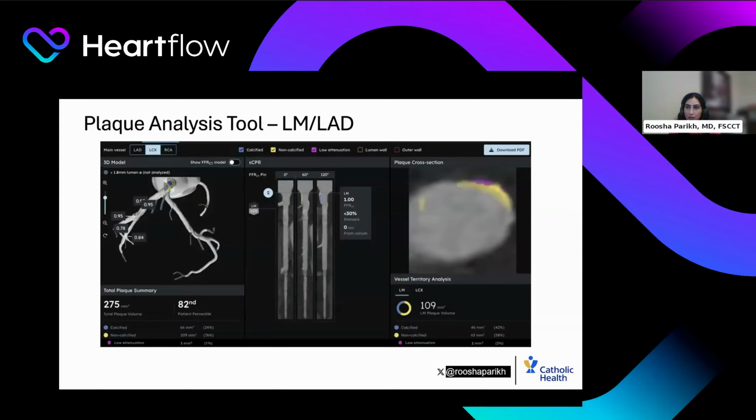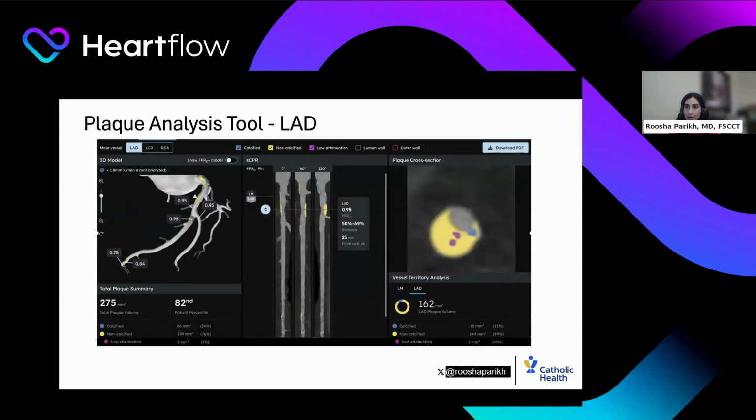So let's take a look at what our plaque analysis tool showed. Here I'm just including still shots, but the total plaque summary showed 275 at the 82nd percentile. Again, this is a 60-year-old patient with calcified plaque at 24%, non-calcified at 76%, and also with low attenuation plaque. The first cross-section shows the left main, just the ostial left main. You can see the low attenuation plaque right there within the non-calcified plaque.